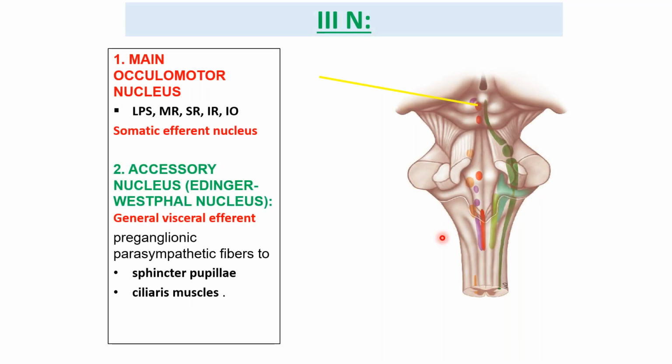The main oculomotor nucleus was supplying the major part of the extraocular muscle, except the superior oblique and lateral rectus. So they are called a somatic efferent nucleus. And this functional column is the somatic efferent functional column. This functional column, again, you will learn in detail in the neuroanatomy. So this accessory nucleus, which is Edinger-Westphal, which was supplying the sphincter pupillae and ciliaris muscle, is part of the general visceral efferent.